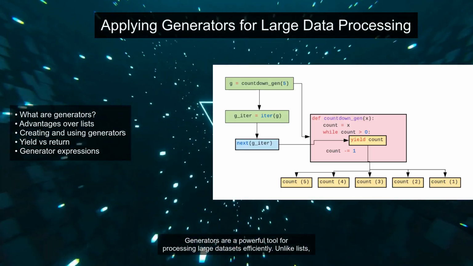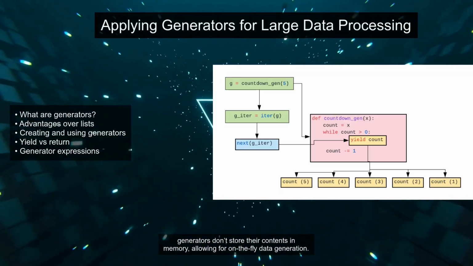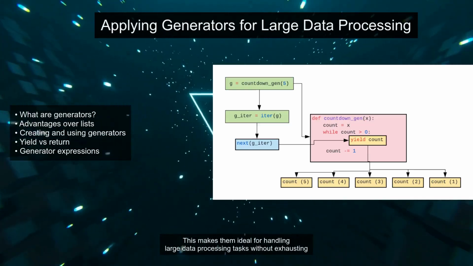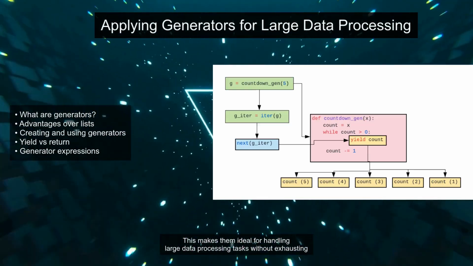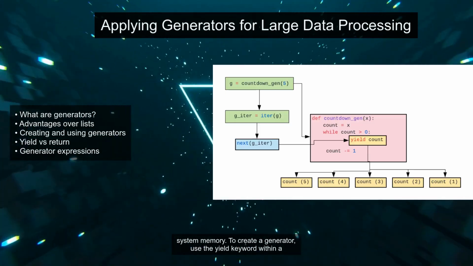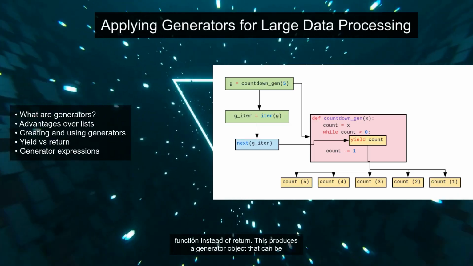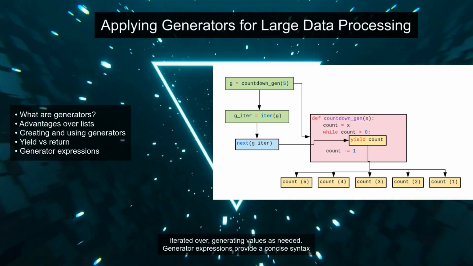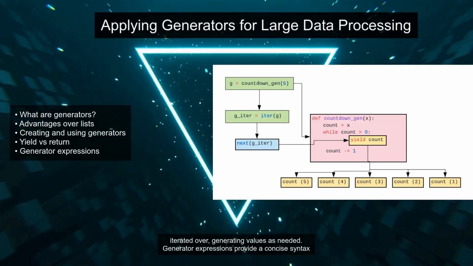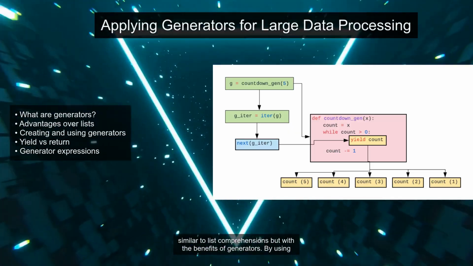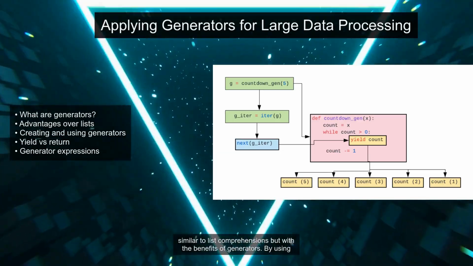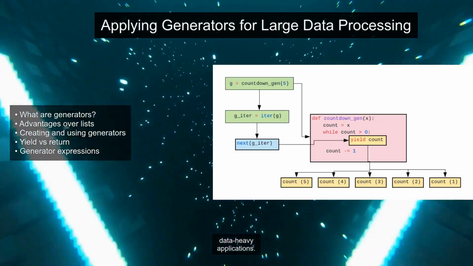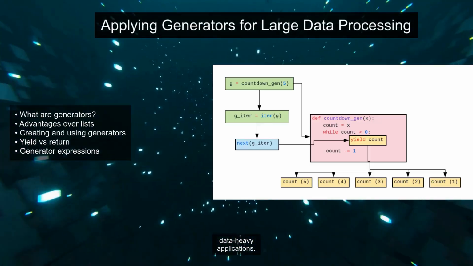Generators are a powerful tool for processing large datasets efficiently. Unlike lists, generators don't store their contents in memory, allowing for on-the-fly data generation. This makes them ideal for handling large data processing tasks without exhausting system memory. To create a generator, use the yield keyword within a function instead of return. This produces a generator object that can be iterated over, generating values as needed. Generator expressions provide a concise syntax similar to list comprehensions but with the benefits of generators. By using generators, you can significantly reduce memory consumption and improve the performance of data-heavy applications.